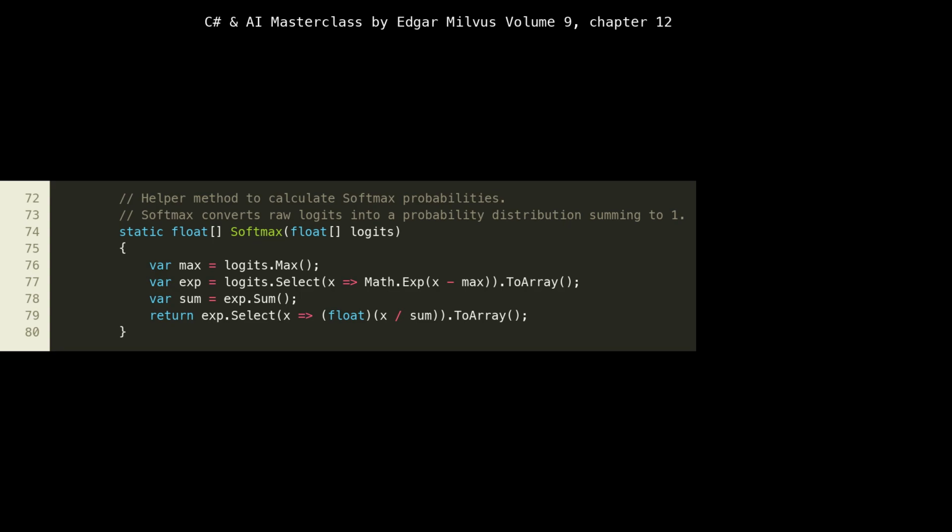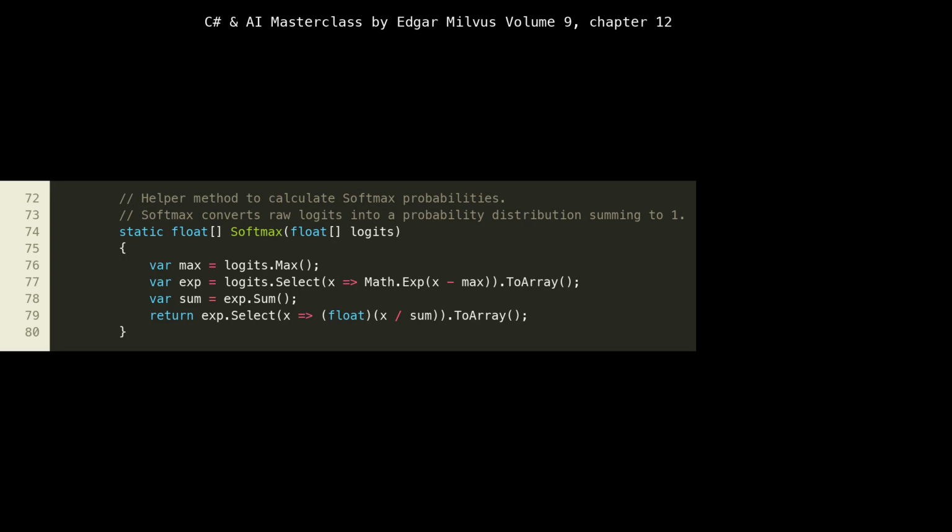The softmax helper method, defined at lines 72 to 80, is essential for transforming the raw output logits from our BERT model into a probability distribution. Logits can range from negative infinity to positive infinity, but probabilities must be between 0 and 1 and sum to 1. The softmax function achieves this. Notice the max operation at line 76 and subtracting it from each logit before exponentiation, Math.Exp(x - max).